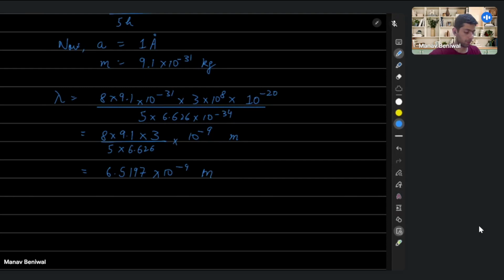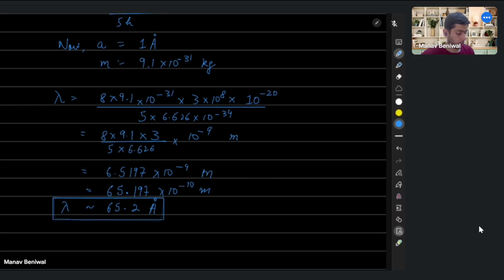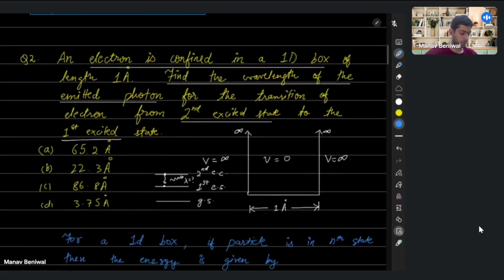Okay, so now because we have to convert it to angstroms, we can write this as 65.197 into 10 to the power minus 10 meters. Now 10 to the power minus 10 meters is an angstrom, so we can write this as roughly 65.2 angstroms. Okay, so this is the final solution. Let's see if it matches with any of the options. Yes, it matches with option A.